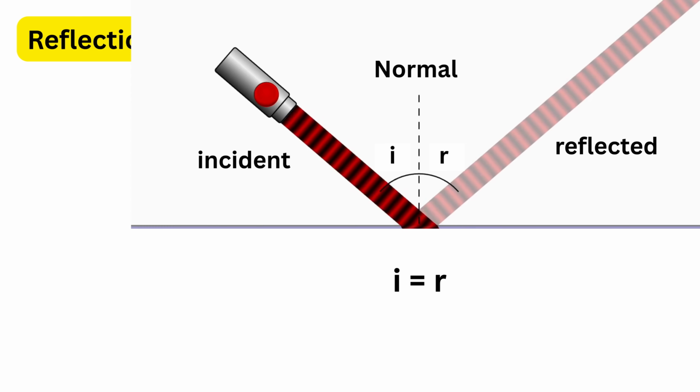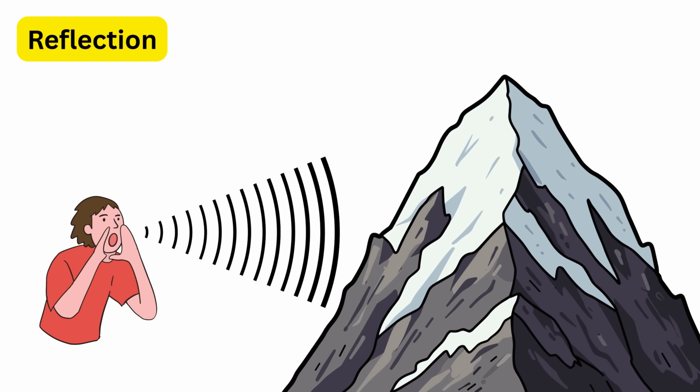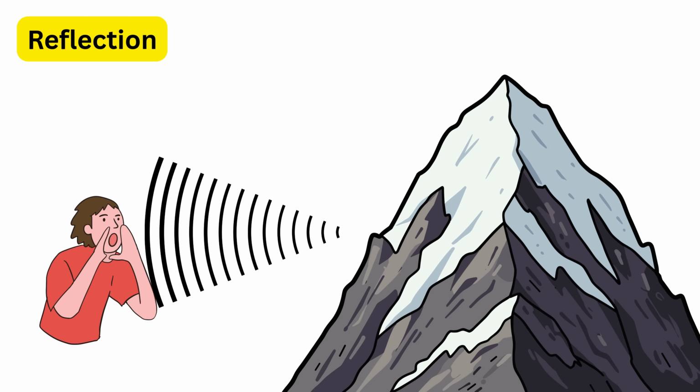The same idea works for sound, too. When sound waves hit a large surface, like a wall or a mountain, they bounce back and create an echo.